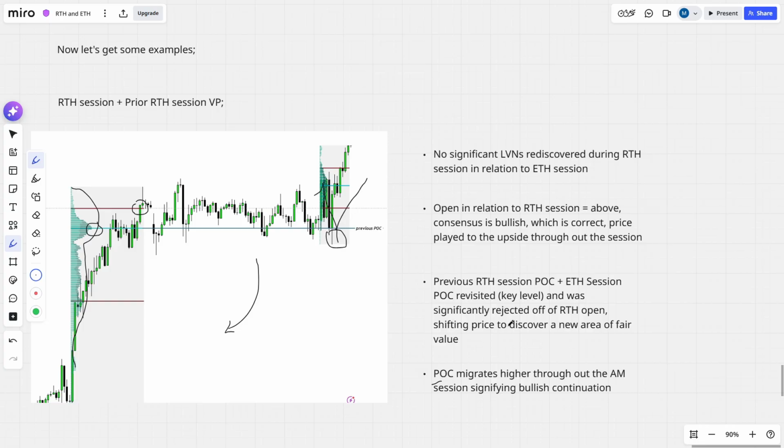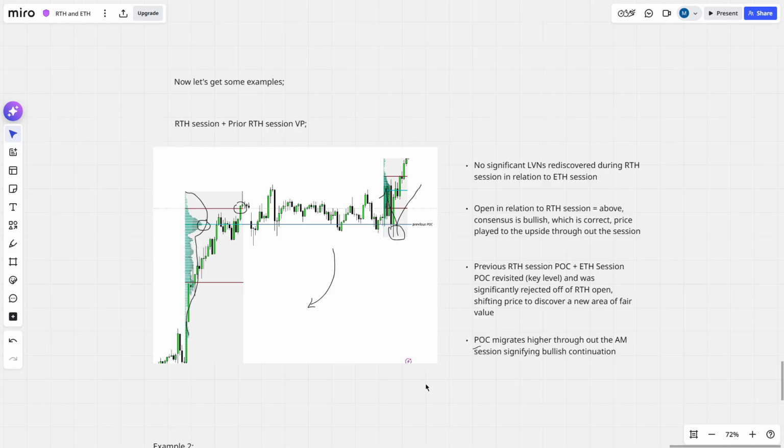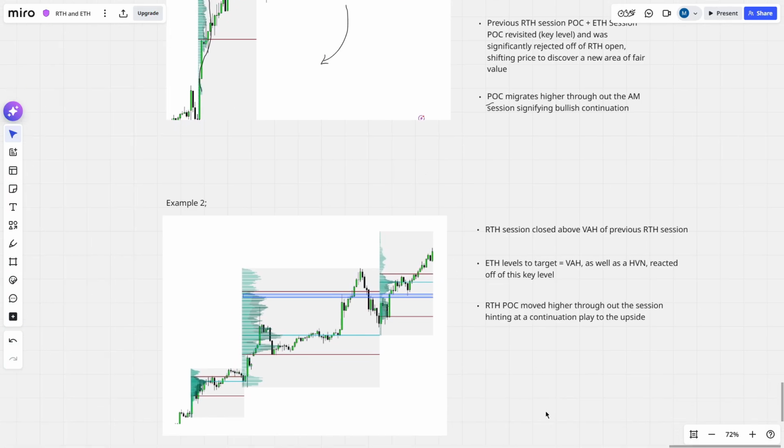We can also see that the POC migrates higher throughout the whole session. You can actually test this yourself. If you go into TradingView and you put your FRVP indicator in and you just drag it throughout the session, you'll notice that if we're in a bullish trend, the POC will continually move up throughout the price action. This is one good example. Let's go on to another one.